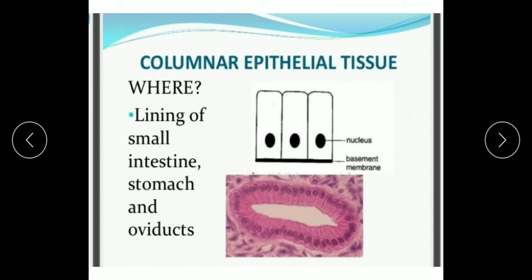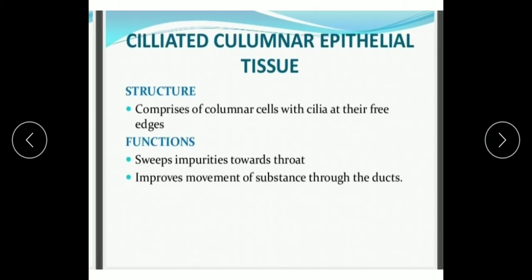Hence, it is otherwise called the oviduct. The inner lumens of the oviduct, the inner layer of the stomach, and the small intestines are regions where columnar epithelium is found. Next one, ciliated columnar epithelium. The columnar cells having minute thin filaments are called cilia. So columnar cells that contain cilia are called ciliated columnar epithelium. The structure is composed of columnar cells with cilia at their free edges.